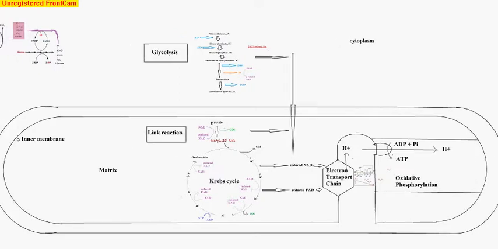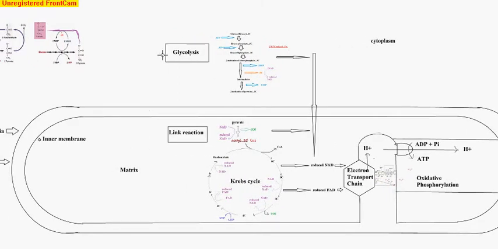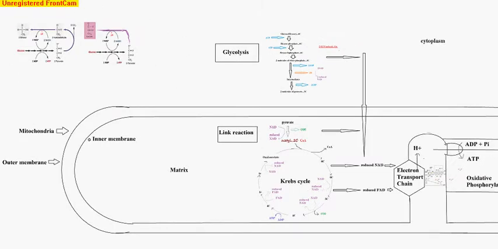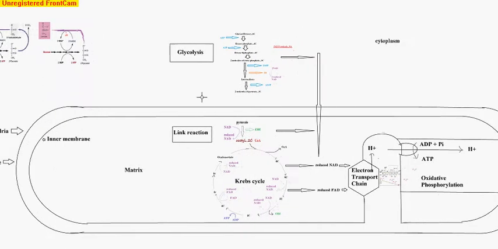There is this entire process of respiration. In this part is aerobic respiration, and then we have this small part which shows anaerobic respiration. So let's start talking about the aerobic respiration over here. Aerobic respiration starts with glycolysis, then goes on to a link reaction, and then there is the Krebs cycle, and finally we have the electron transport chain and oxidative phosphorylation. This is considered as one process together.